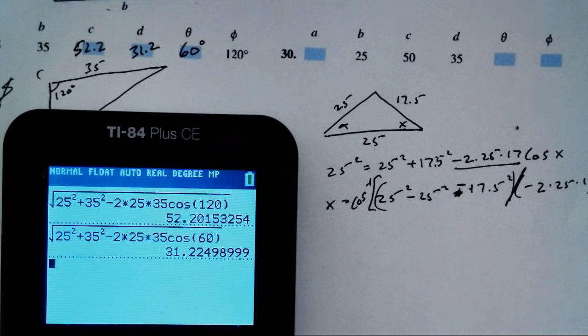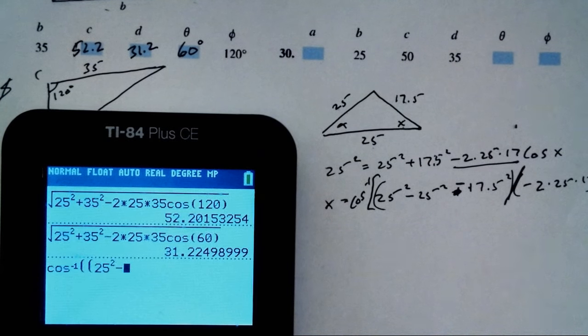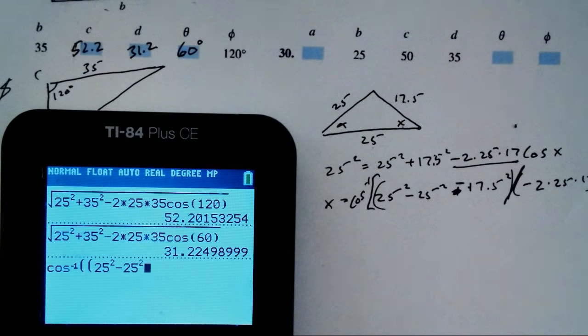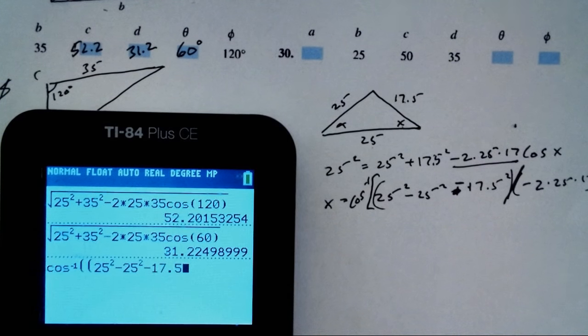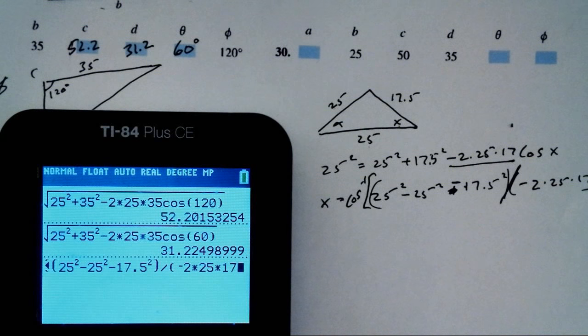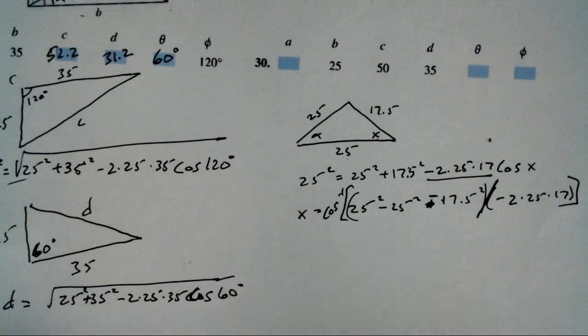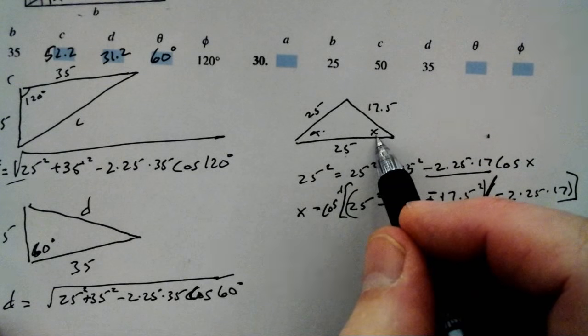So on cosine inverse, parentheses here, 25 squared minus 25 squared, of course didn't have to enter those, minus 17.5 squared. All of that divided by all of negative 2 times 25 times 17.5, and we get 68.9. So this angle X is 68.9.